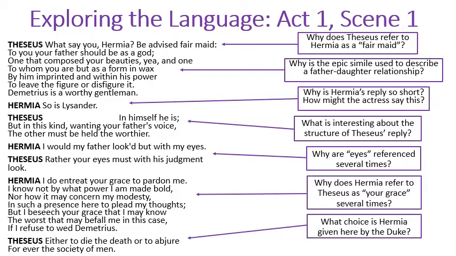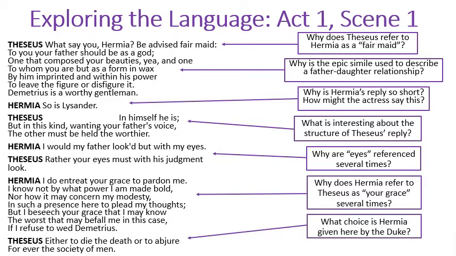Why are eyes referenced several times? So Hermia is saying, I am looking with my eyes, and I'm seeing that I don't think Demetrius is worthy of me. And Theseus is saying, well, actually, he needs to judge you, not you judge him, because you are a woman and he is a man, and he needs to be doing the judging, which obviously in this day and age is not the right thing to say. But for Theseus, at the time that this story was written, that was the culture of the time, this ancient Greek culture.